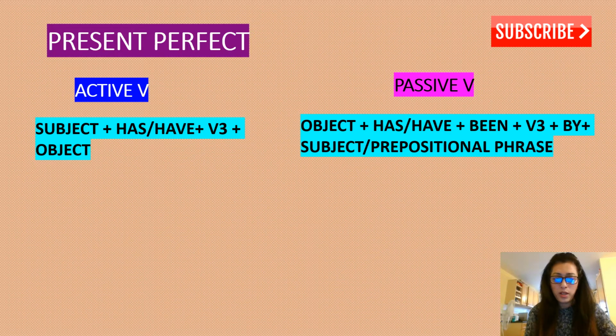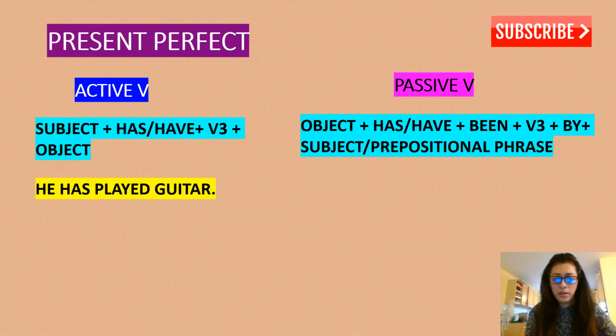So let's take a look at the sentence formation with the active voice. It will be subject plus has, have plus V3 plus object. And on the other hand, in the passive, it will be object plus has, have plus been with the verb third form and by and the subject or prepositional phrase.